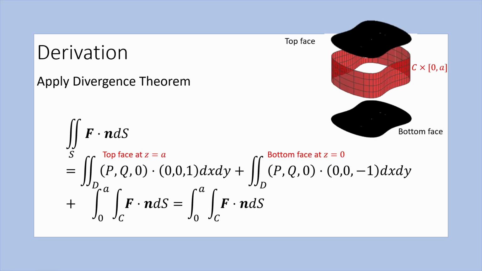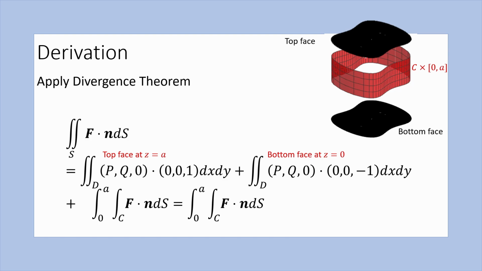Now, let's apply the divergence theorem to compute the surface integral on the right. We break the surface S into three parts. First, the top face at z equals A, which gives 0. Second, the bottom face at z equals 0, also 0. Finally, the vertical side surface. This is the wall formed by lifting the curve C straight up to height A.